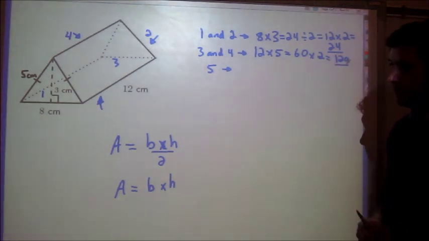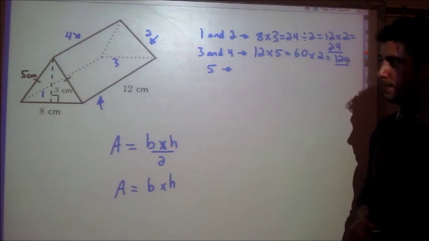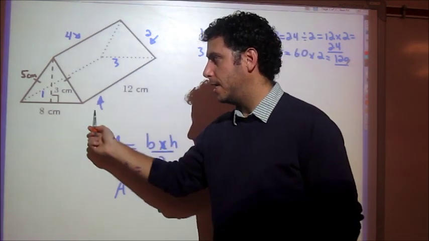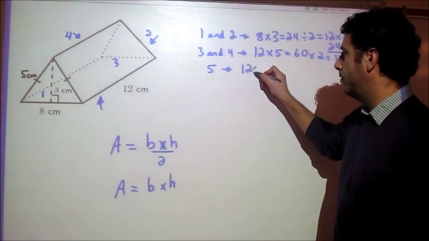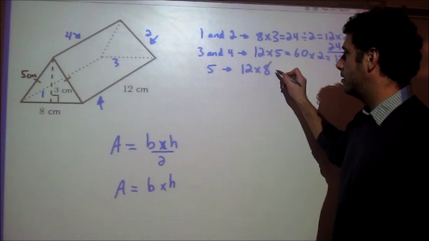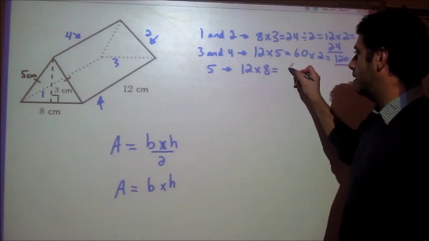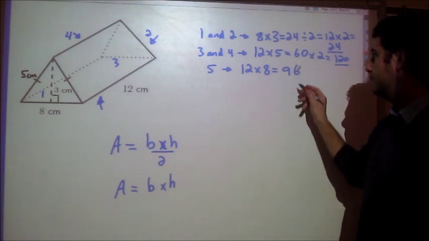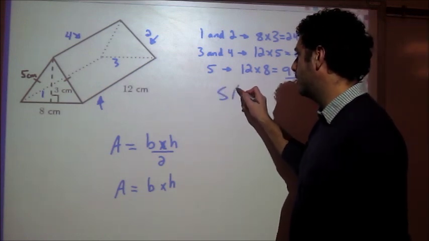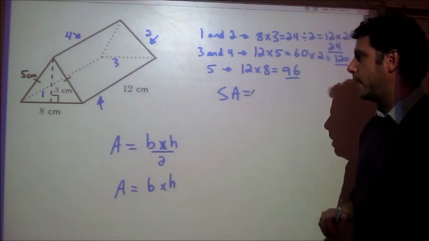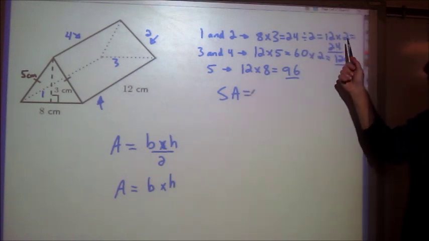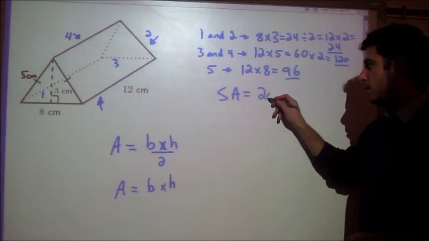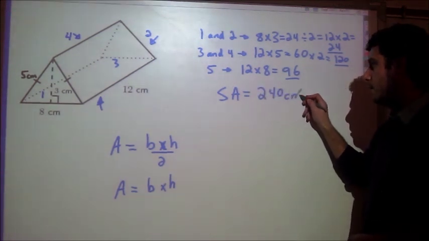And the fifth face of this right triangular prism has the dimensions 12 and 8. So 12 times 8, which would be 96. Base times height, 96. So the total surface area of this right triangular prism will be the sum of these 3 numbers, which is 240 centimeters squared.